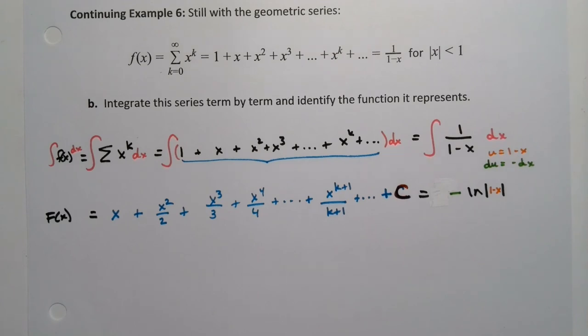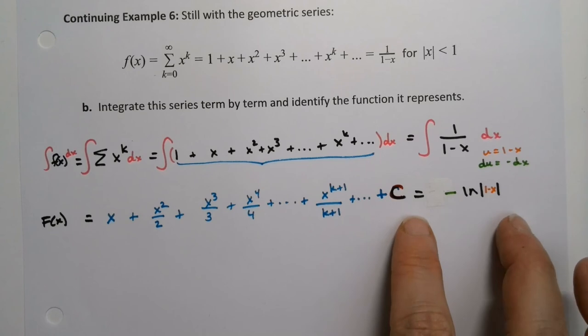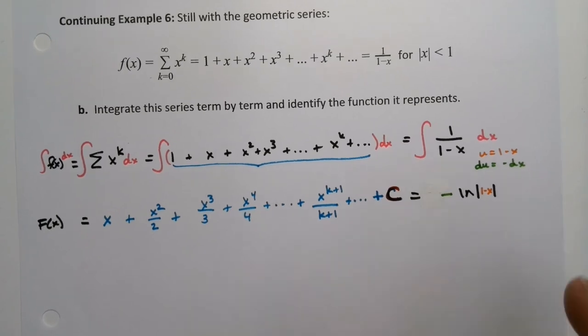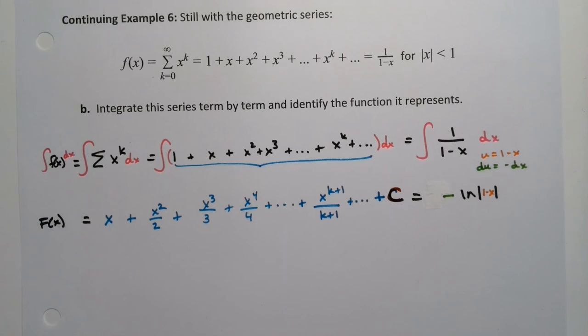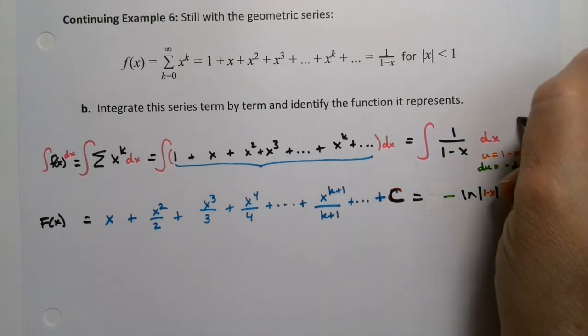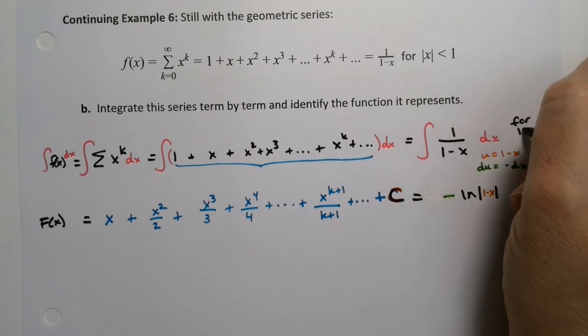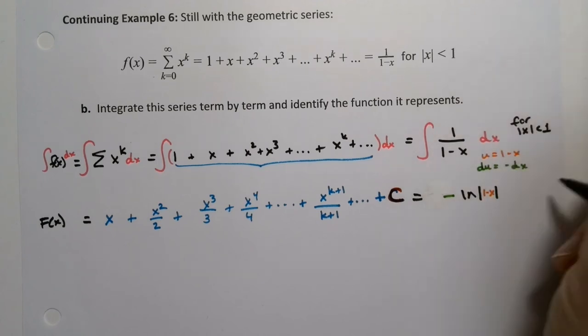You could think of it as having a plus c on both sides, but it doesn't really matter because it's a constant, so you can just put it wherever. It's fine. And then this will only be true for the interval of convergence. Let me just write it up here: for the absolute value of x less than 1.